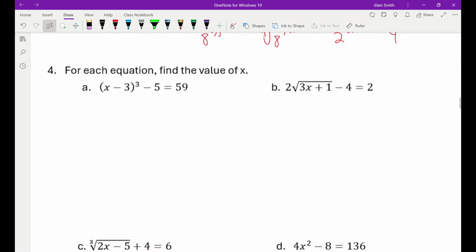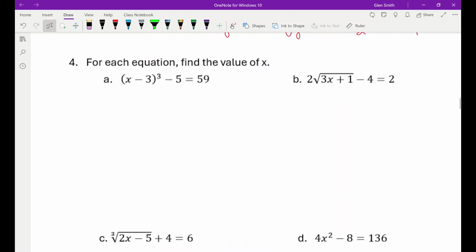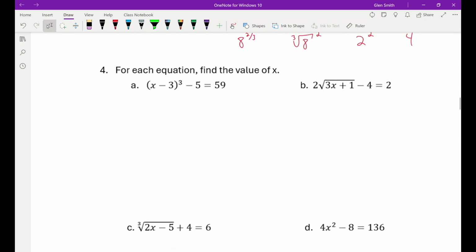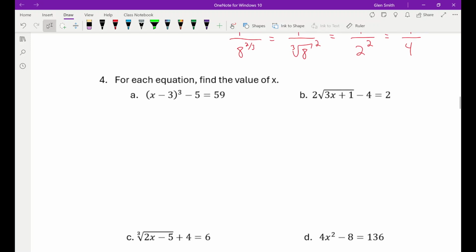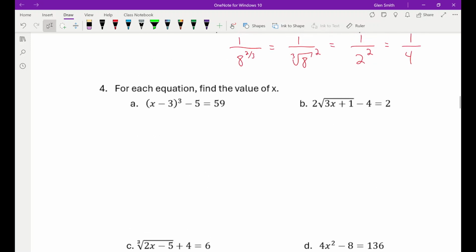All right, for number 4, for solving these equations, I want you to take note here. Every single one of these equations, A, B, C, and D, just has a single x in it. All right, so there's one x in every equation. And when that happens, your job is just to get that x all by itself. When there are multiple x's, that's when we have to do a little bit of extra stuff.